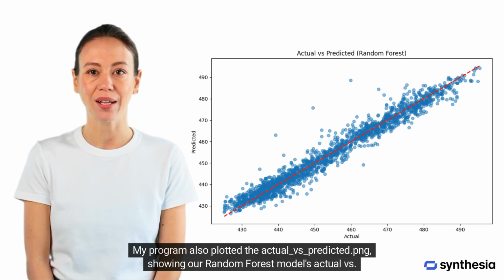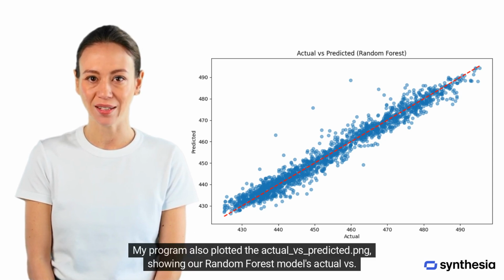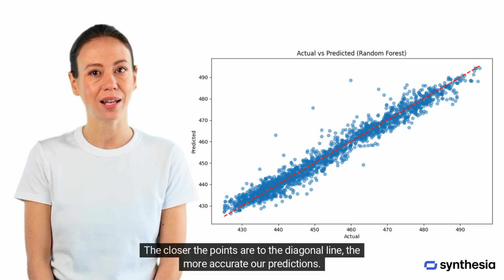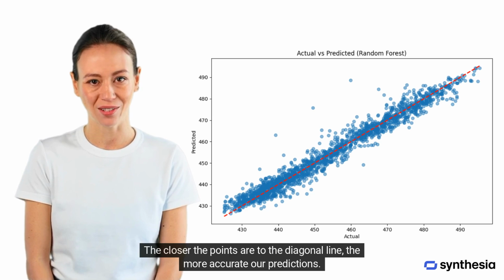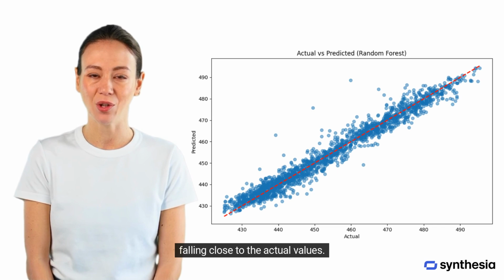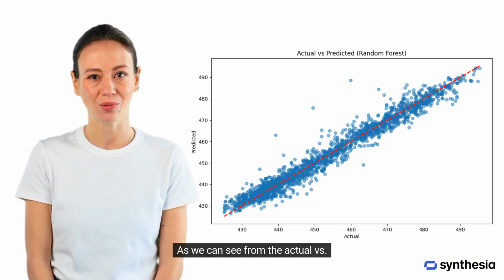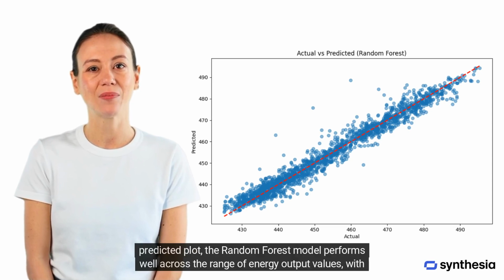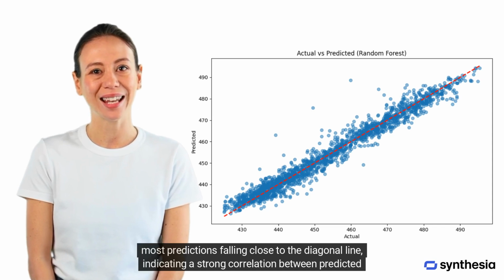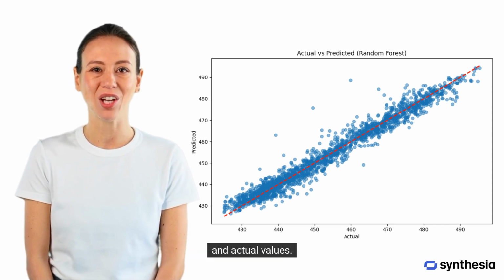My program also plotted actual_versus_predicted.png, showing our random forest model's actual versus predicted values. The closer the points are to the diagonal line, the more accurate our predictions. The picture shows how my model performs well across the range of energy output values, with most predictions falling close to the actual values. As we can see from the actual versus predicted plot, the random forest model performs well across the range of energy output values, with most predictions falling close to the diagonal line, indicating a strong correlation between predicted and actual values.